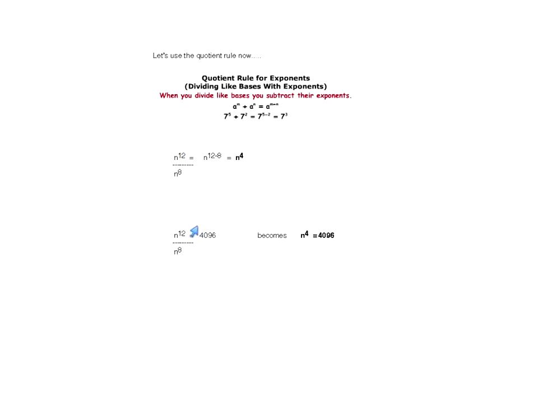Okay, so we had n to the 12 over n to the 8. That simplifies to n to the 4 equals 4096. Wow, now we've really simplified this whole thing, haven't we? We've got it down to n to the 4 equals 4096. And again, remember what we're after. We're trying to find n, the missing number.